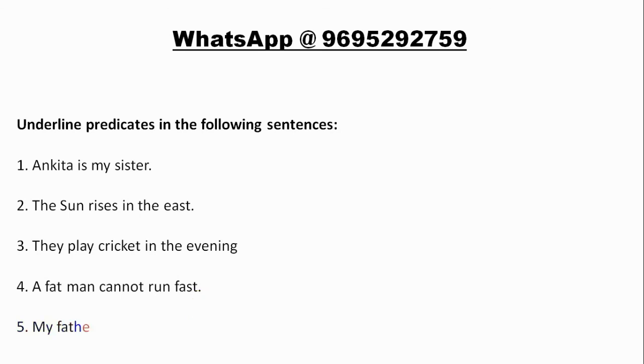Let's see the last example. "My father goes to office." Who goes to office? My father. So what is the subject here? My father. "Goes to office" is a group of words which is describing my father. So my father is the subject, and "goes to office" is a group of words which you may call predicate. So you need to underline "goes to office."